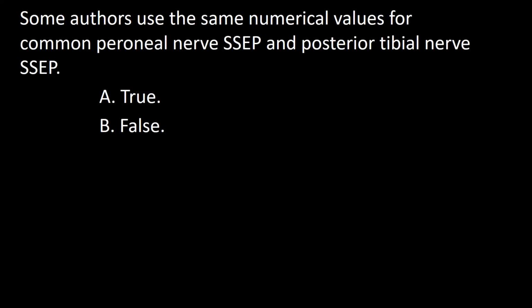Next question. Some authors use the same numerical value for common peroneal nerve somatosensory evoked potential and posterior tibial nerve somatosensory evoked potential. A, true. B, false.